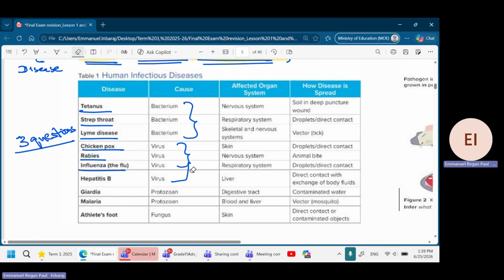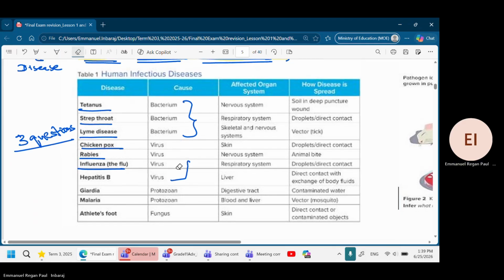Viral disease. Let me erase this. Okay, so here we go. There are four diseases: chickenpox, rabies, influenza, hepatitis B. These four are viral diseases. Okay. There are two protozoan diseases: giardia and malaria. These two are protozoans, and there is only one fungal disease, which is called athlete's foot. Athlete's foot. Okay. Then let's look at the other way.